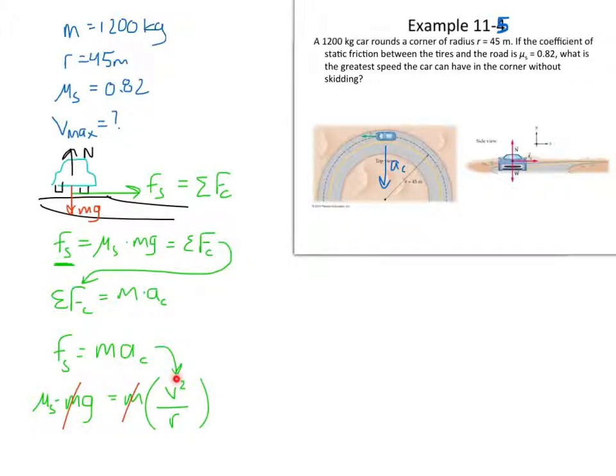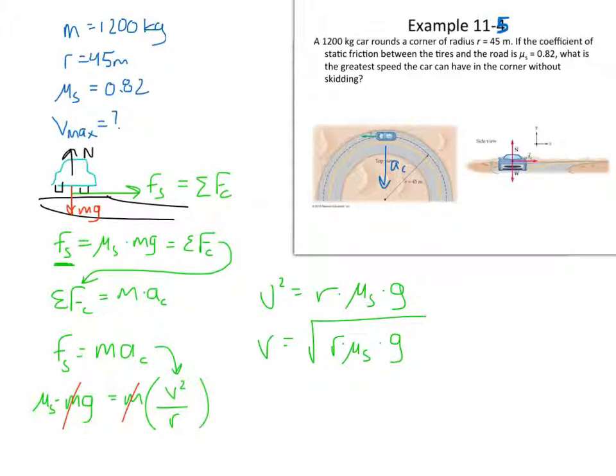So let's solve for our velocity, and then we'll plug in what we know. I'm going to bring the r up to the other side, so v squared equals r times the coefficient of static friction times g. And therefore v is the square root of r times mu s times g.